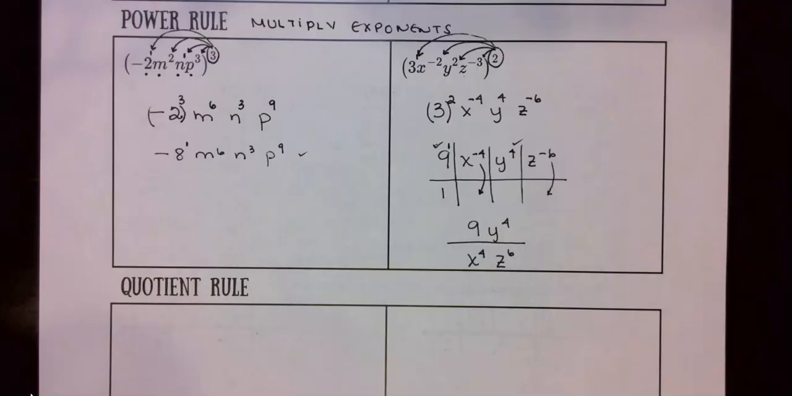The next rule that we're going to look at is the quotient rule. So it's a division problem, but we're not doing a whole lot of dividing here. It's all about setting it up, organizing, and simplifying it. So I'll see you in the next videos for the quotient rule.